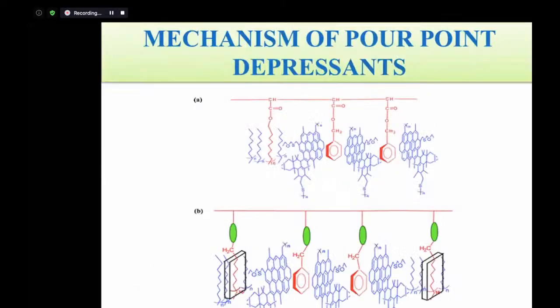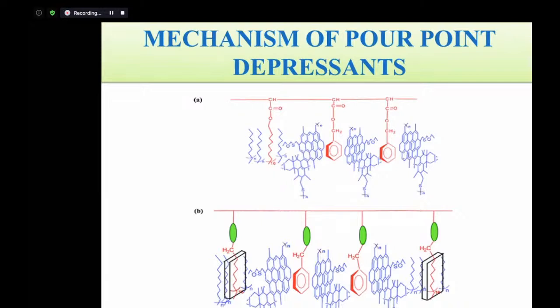So when you talk about the mechanism of pour point depressants, we'll see that the green part is the polar part, the red part is the non-polar part, and this blue portion is the wax crystals. What is our objective? These wax crystals, these paraffins, shouldn't come together. We have to create a hindrance in between so that they could disperse within the crude oil. Either you do it by heating or by a chemical method.